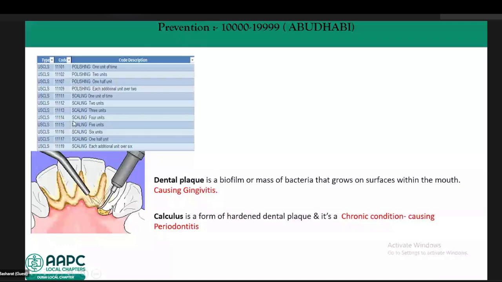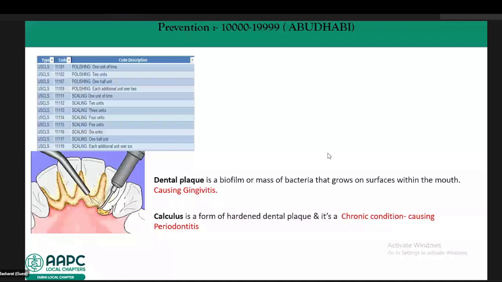So he needs to specify the scaling done with this and this instrument, calculus removed. And then last he will write 1 unit from this time to this time. Then again, for the second unit, he can use the same thing: scaling done, second unit from this time to this time. So this is very important.